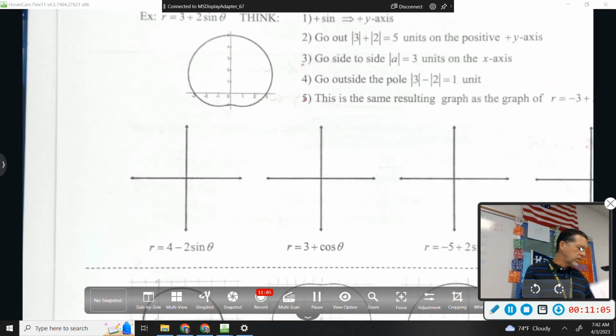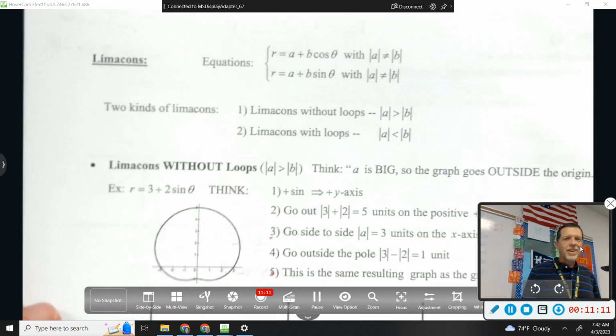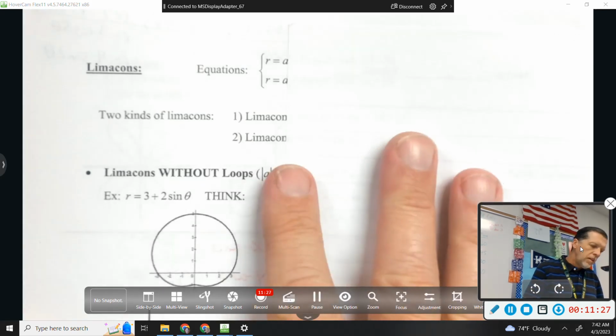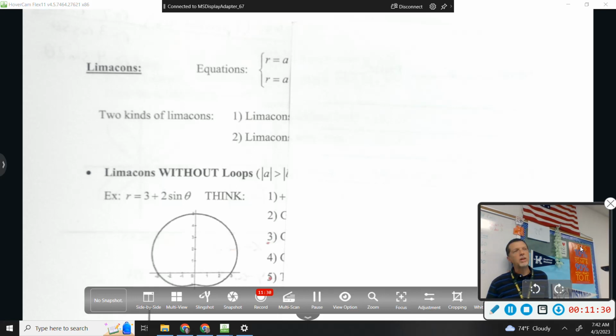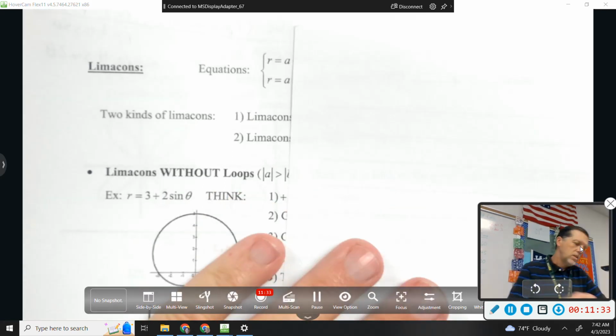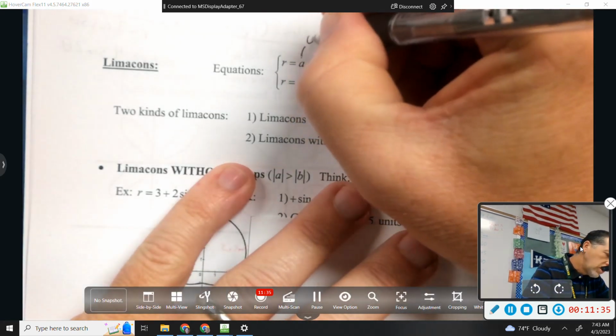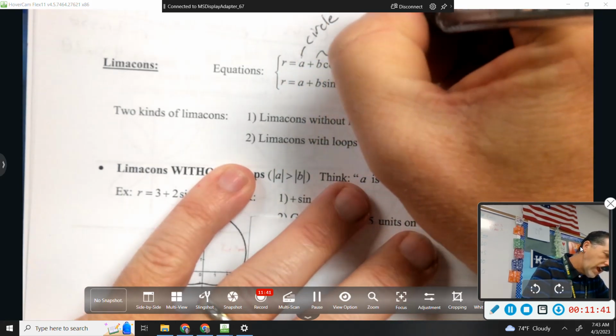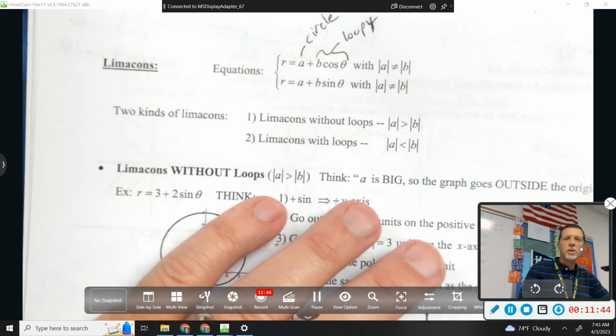All right, Limacons. The equation kind of looks the same, right? Except instead of A equals B, A does not equal B. Now, here's the easiest way for me to remember what A and B do. If you just had R equals A, what shape would that be? That'd be a circle. So the A is sort of the circle part, and the B cosine theta is sort of the loopy part. That's what I'm going to call it.